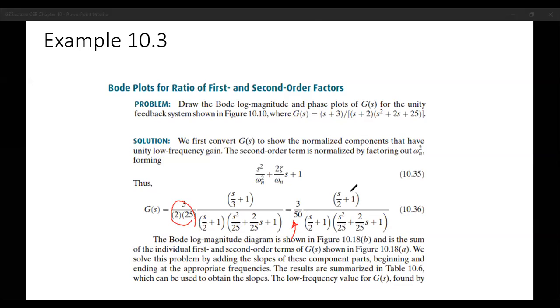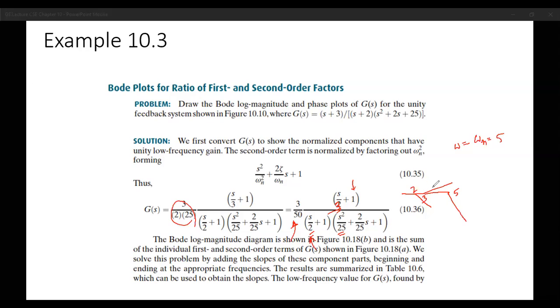Then we know that we have a zero at -1. At omega equal to 2, it will start with a 20 dB per decade line. Sorry, there is a mistake in the book, I think. It should be 3. So at 3, you will have a 20 dB per decade increasing line, and at 2, you'll have a 20 dB per decade decreasing line. At omega equal to omega n equal to 5, you'll have a pole, so a 40 dB per decade line will be there at 5. These are the frequencies: at 5, this is what we get, and this is 2.